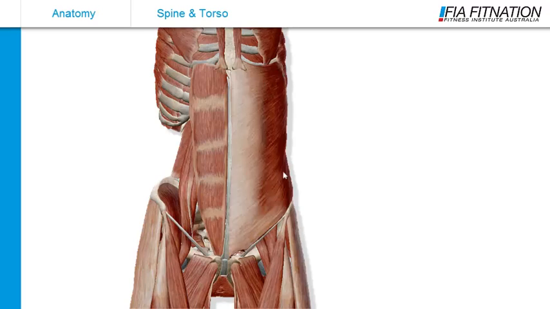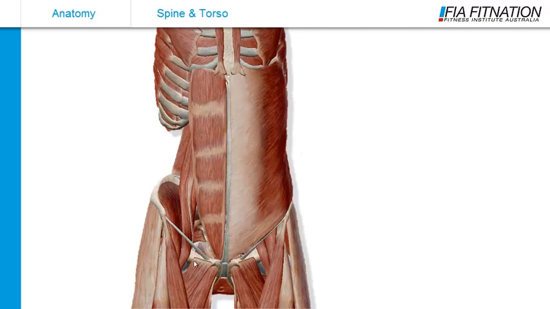Now, external oblique's actions are to support the abdominal wall and assist with forced expiration, so breathing out. They do aid in raising intra-abdominal pressure, but their concentric action is either rotation, lateral flexion, or if you get a bilateral contraction, the net movement will be flexion.